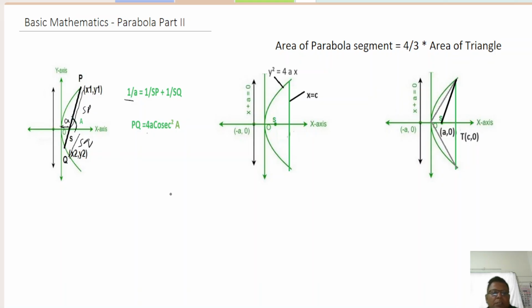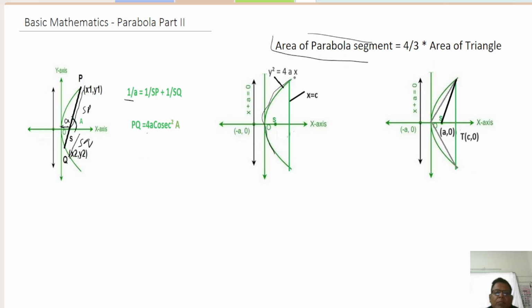So now come to the most important thing that we are asked: the area of a parabola. We'll try to find the area of the parabola without using integral calculus. There is Archimedes' formula, that the area of a parabola segment is equal to 4 by 3 into the area of the triangle. This is applicable for the parabola surrounded by this one.